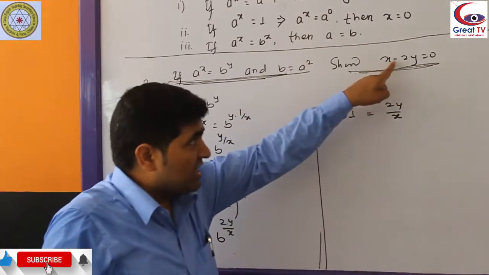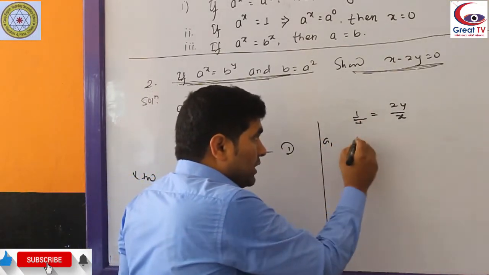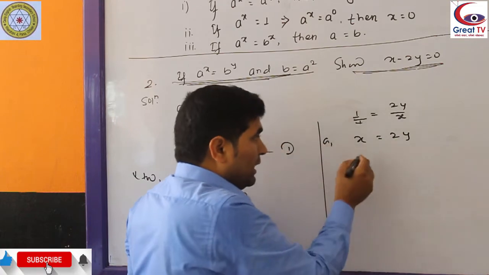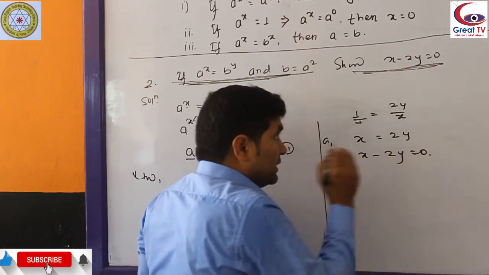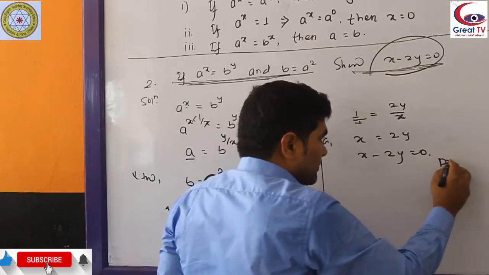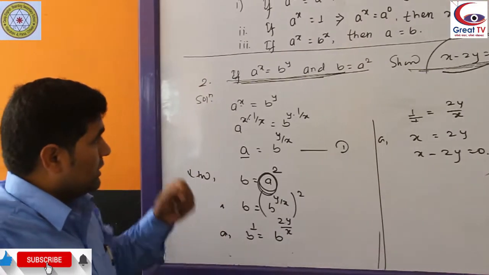To prove, what is here? x minus 2y equal to 0. Now by cross multiplication, x equal to 2y. We get another side, x minus 2y equal to 0. This one is the root. How do you feel about this numerical?